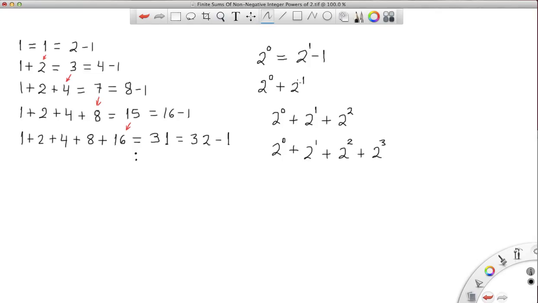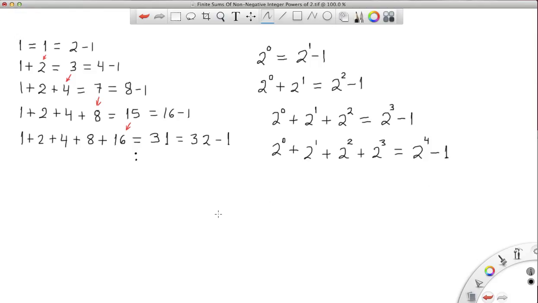Here we have 1 plus 2, which is 3, but 3 is 4 minus 1, so this is 2 to the 2 minus 1. Here we have 1 plus 2 plus 4, so that one is 7, and 7 is 8 minus 1, but 8 is 2 to the 3. See, the next power of 2 minus 1. Here the next power is 2 to the 4, which is 16, and then minus 1 is 15, which is the result of that sum.